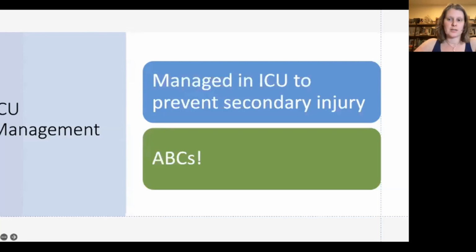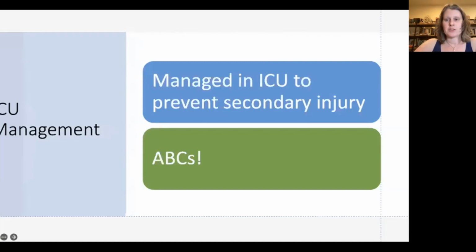Adequate perfusion and oxygenation of the spinal cord are really key here to maximize recovery. And so even brief periods of hypoxia can trigger that secondary injury, which will ultimately increase morbidity and mortality and decrease chances of improvement neurologically.